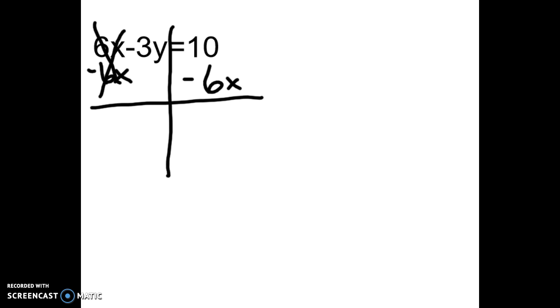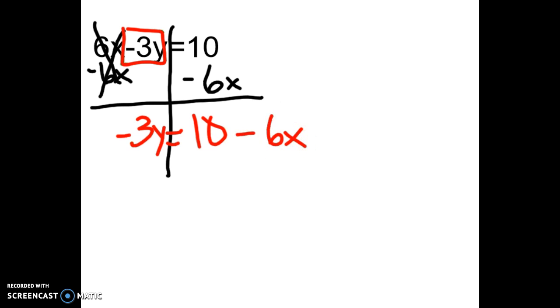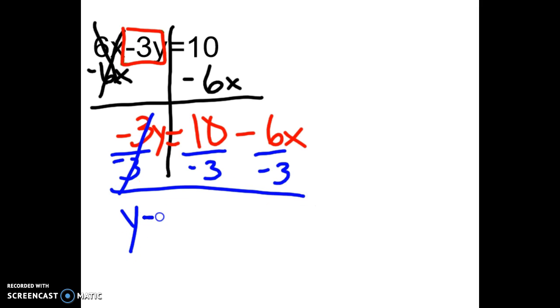Then I need to bring down what's left. Don't forget this minus sign right here. So you need to make sure you bring that down too. Negative 3y equals 10 minus 6x. This negative 3 is attached to this y by multiplication. So to undo multiplication, I need to divide. I'm going to divide by negative 3, divide by negative 3, divide by negative 3. That cancels out. I am then left with y equals 10 over negative 3.